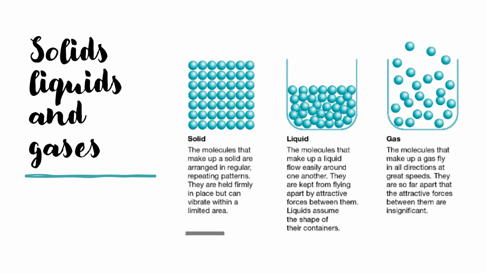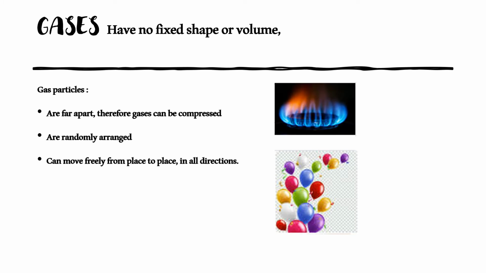For liquid, the molecules flow easily around one another, kept from flying apart by attractive forces between them, and the liquids assume the shape of their containers. For gas, the molecules that make up a gas fly in all directions at great speeds. They are so far apart that the attractive forces between them are insignificant. Gases have no fixed shape or volume.